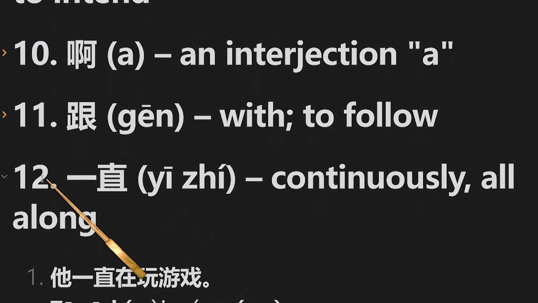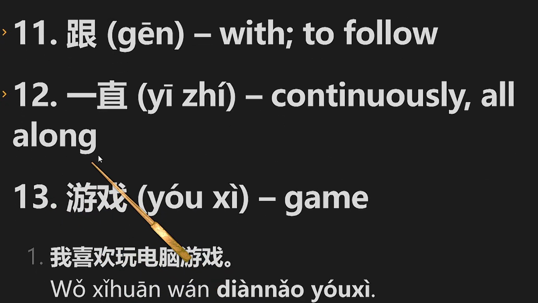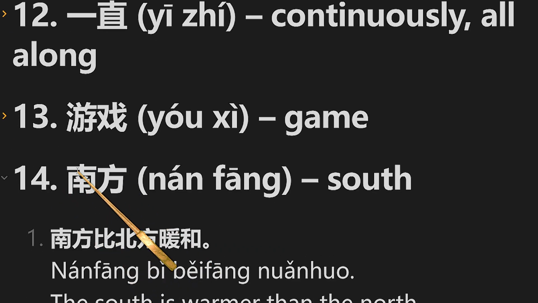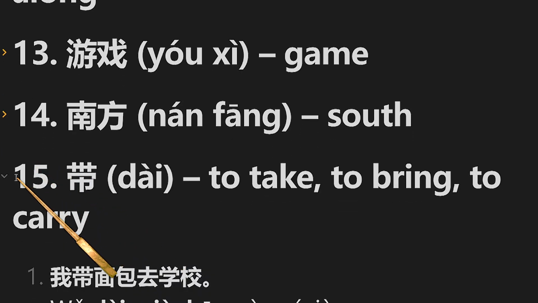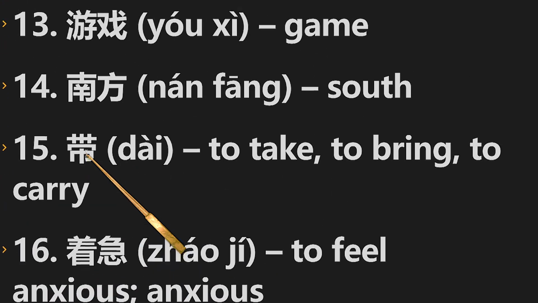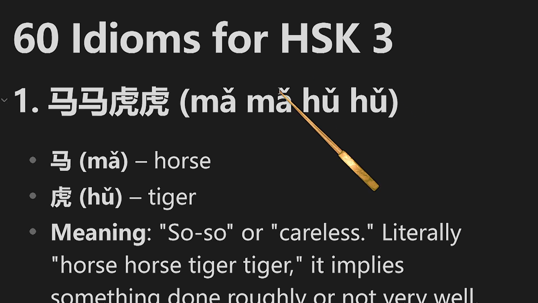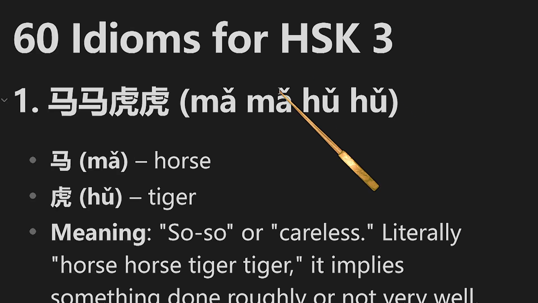Let's repeat words from this lesson. 一直 continuously, all along. 南方 south. 带 to take, to bring something, to carry. And 着急 to feel anxious. This was our words for today, but we still have one idiom. But today it's 3 idioms, so stay a bit.